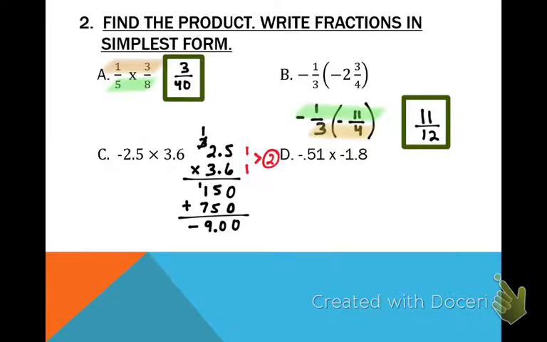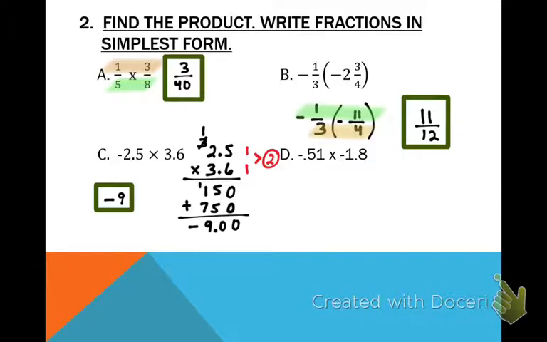Am I allowed to just box it in down here? No, I want you to rewrite it somewhere. And do I need to keep the negative 9.00? No, you can get rid of that 0.00 and your final answer is just negative 9. All right, moving on to the next one.